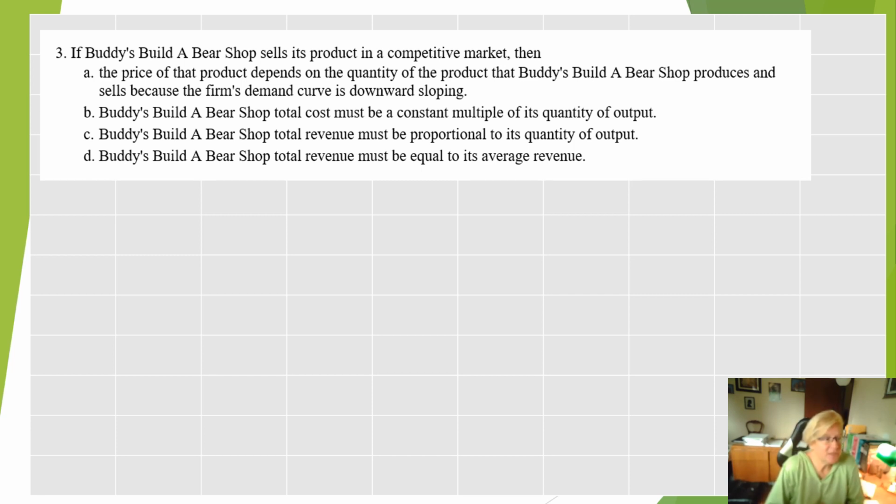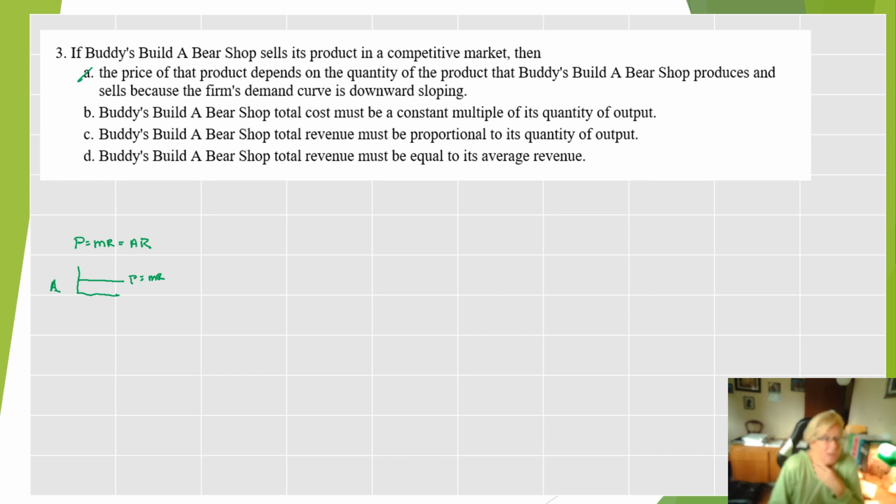Our third problem, if Billy's Build-A-Bear Workshop is a competitive market. Okay, so we know in a competitive market the price equals marginal revenue, which equals average revenue. Okay, and we have a couple of selections we can choose from. The price of that product depends on the quantity of that product that they produce and sell because the demand curve is downward sloping. No, remember that in a perfectly competitive market, the demand curve is perfectly flat because price equals marginal revenue. So we know it's not A.